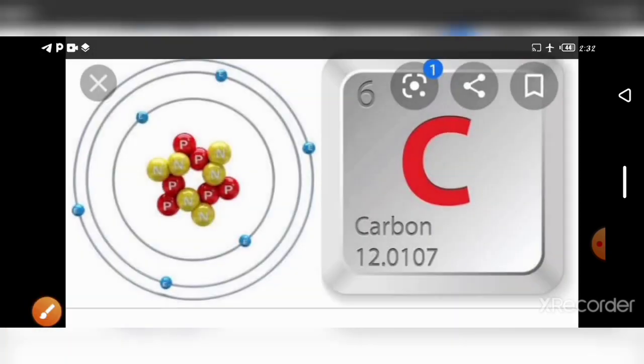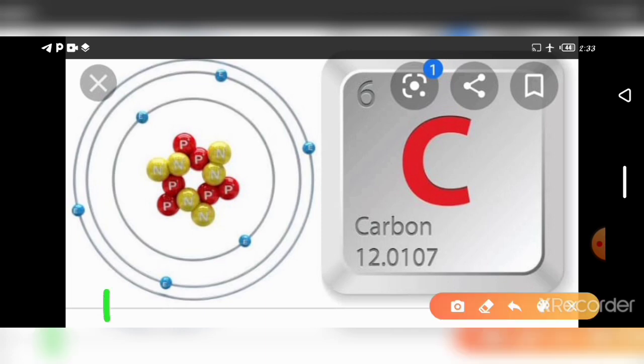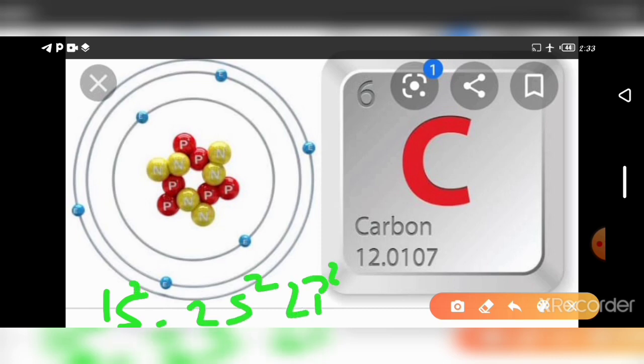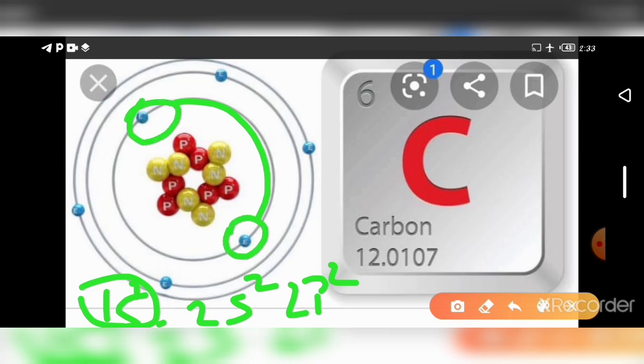Next we see the electronic configuration of carbon. Last class we studied the electronic configuration of each and every element. Now you know carbon's electronic configuration is 1s2, 2s2, 2p2. The first shell contains 1 and 2 electrons, so 1s will be completed. The second shell contains 2 and 2, totally 4 electrons in the outer shell.